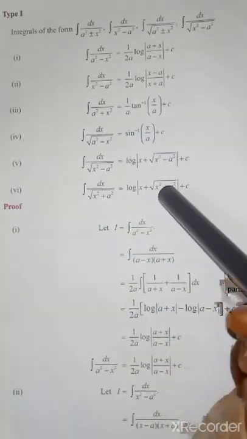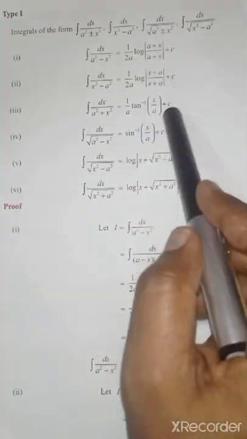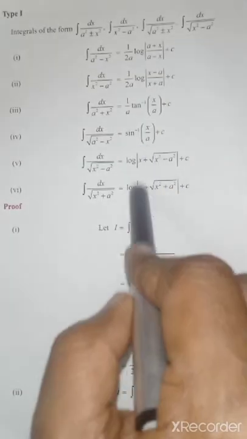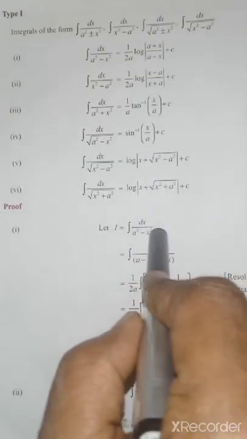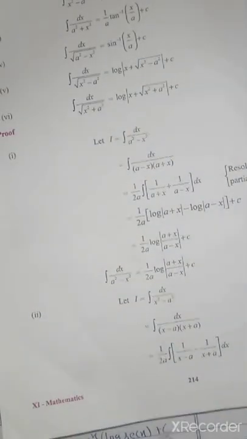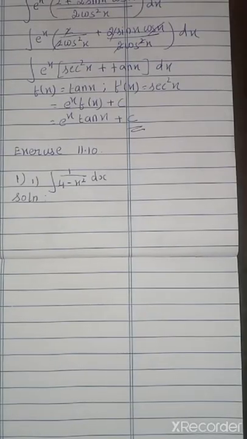Similarly, you have 6 formulas, and these 6 formulas are very important. All these 6 forms you can give the direct answer like this. So you have to go through the formulas thoroughly. If you know this formula only, you can do the problem. Check your exercise 11.10, first problem, and the question is integrate the following.